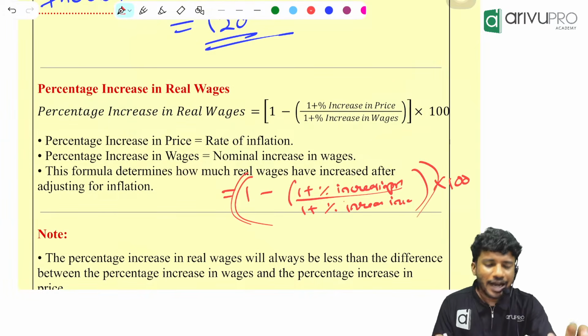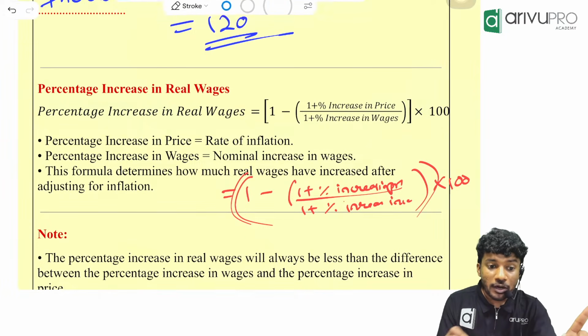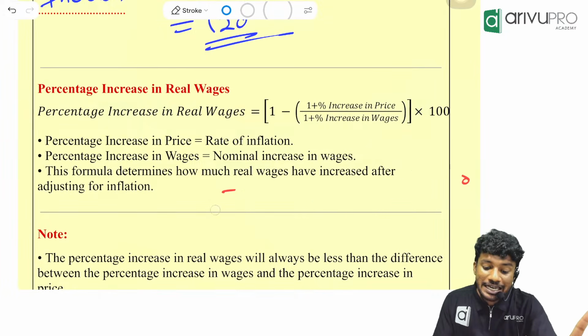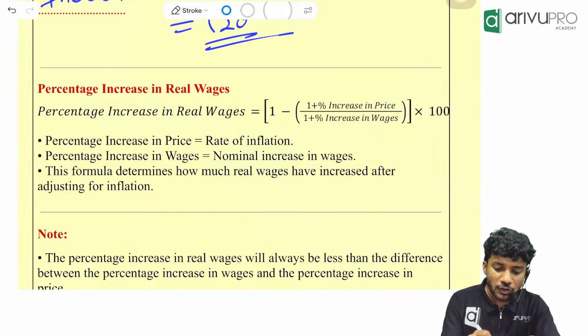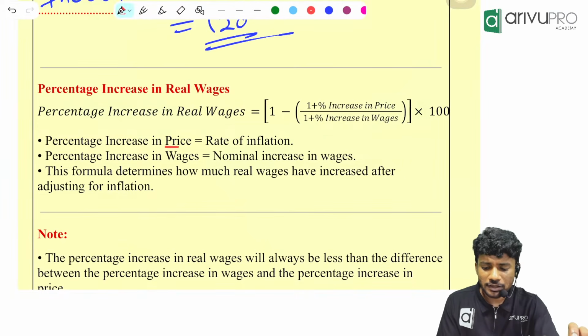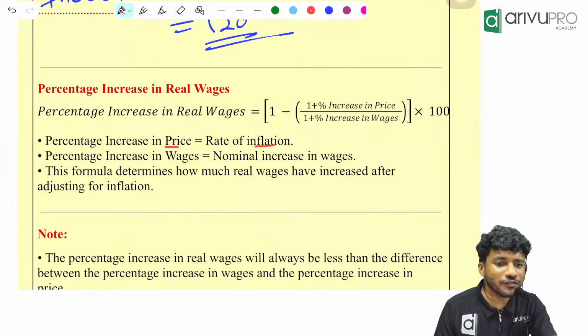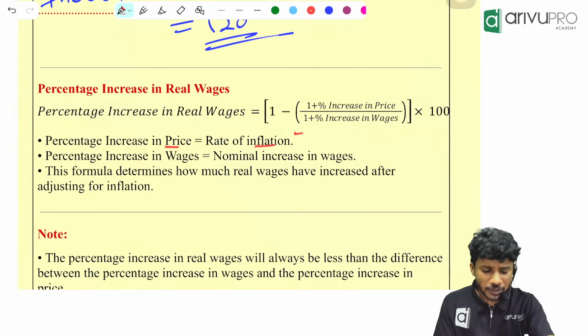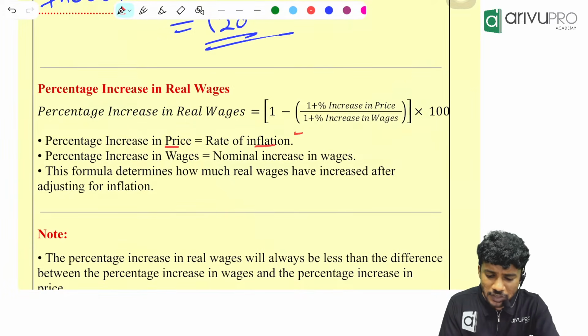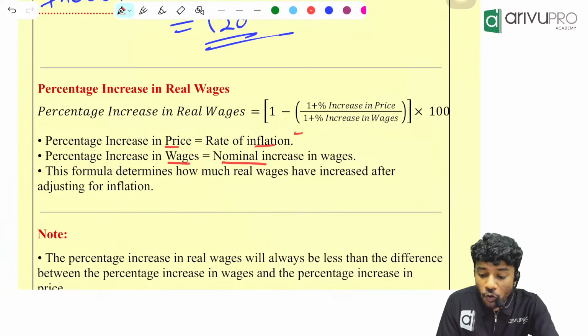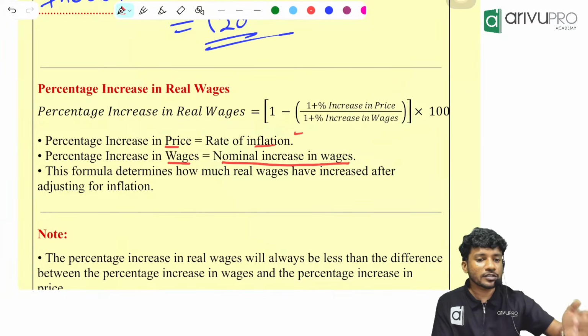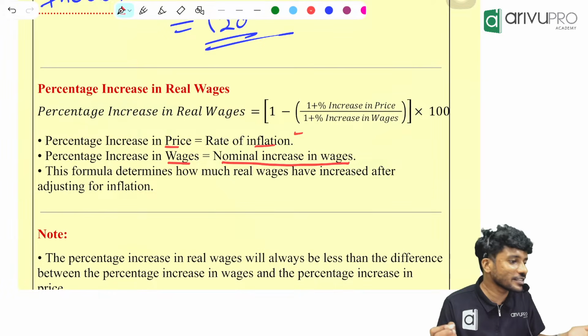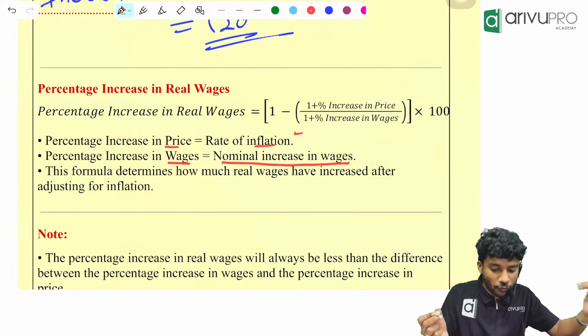Multiplied it with 100. That is called as what? Percentage increase in real wages. What do you mean by percentage increase in price? The rate of inflation. Whatever inflation is happening, that is the rate of percentage increase in price. Then percentage increase in wages means nominal increase in wages. Because of all this, how much increase in wages is happening will be the question for us.